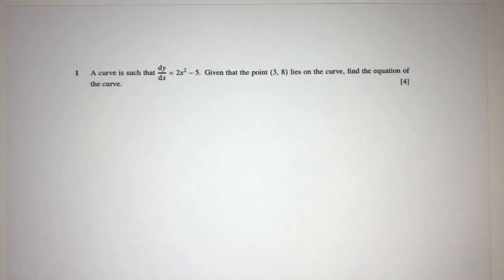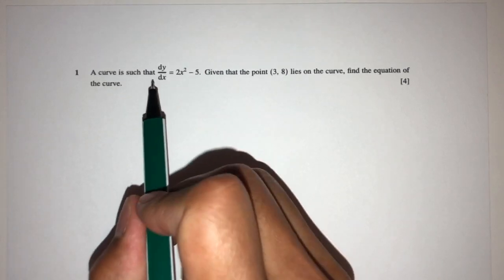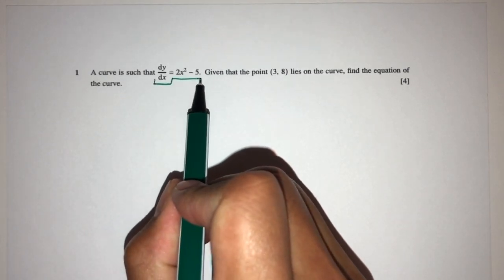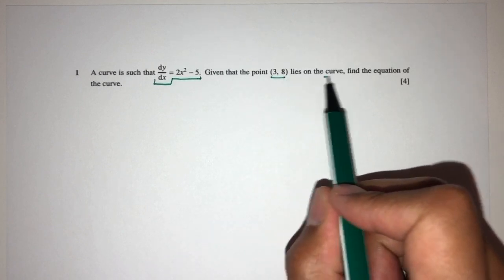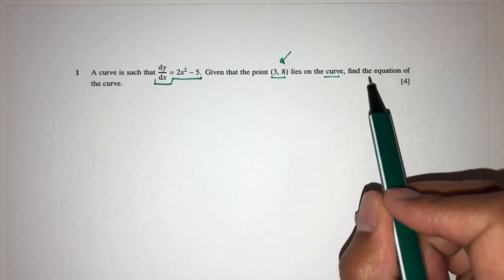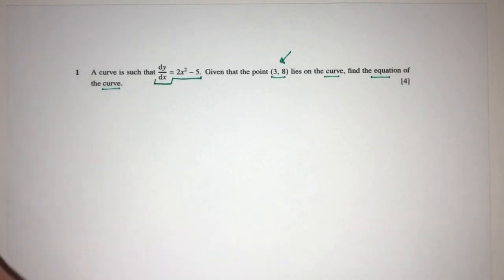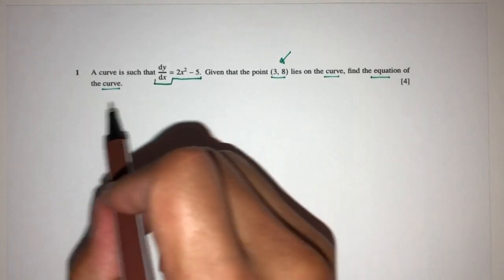Okay, so part 1 we have what? My curve is such that dy by dx is given by this. Okay, we have this information. We're given that the point (3, 8) lies on the curve. This is a passing point. Find the equation of the curve. Again, equation of the curve means we have to find the value of y.